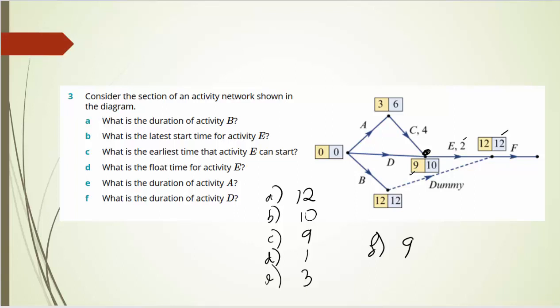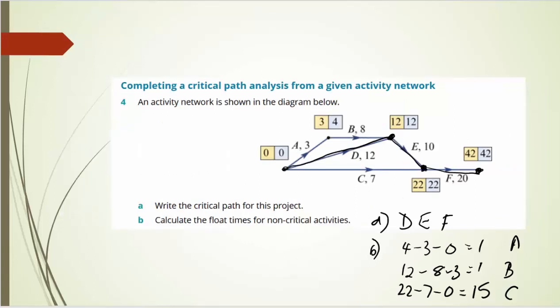Duration of activity A, 3, fairly straightforward, and the duration of activity D is also straightforward, that is 9. Check out that you agree. Question 4, another one.